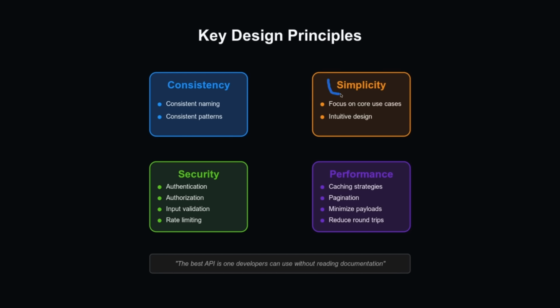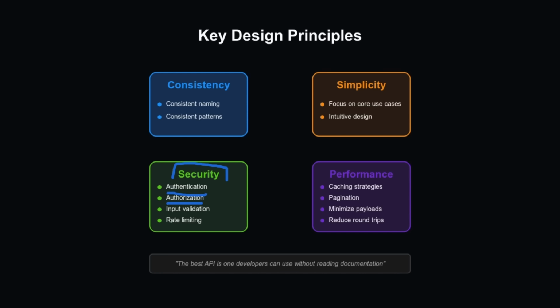The second key principle is to keep it very simple and focus on core use cases and intuitive design. So you should minimize complexity and aim for designs that developers can understand quickly without even maybe reading the documentation. And simplicity again comes down to this: the best API is one that developers can use without even reading the documentation.